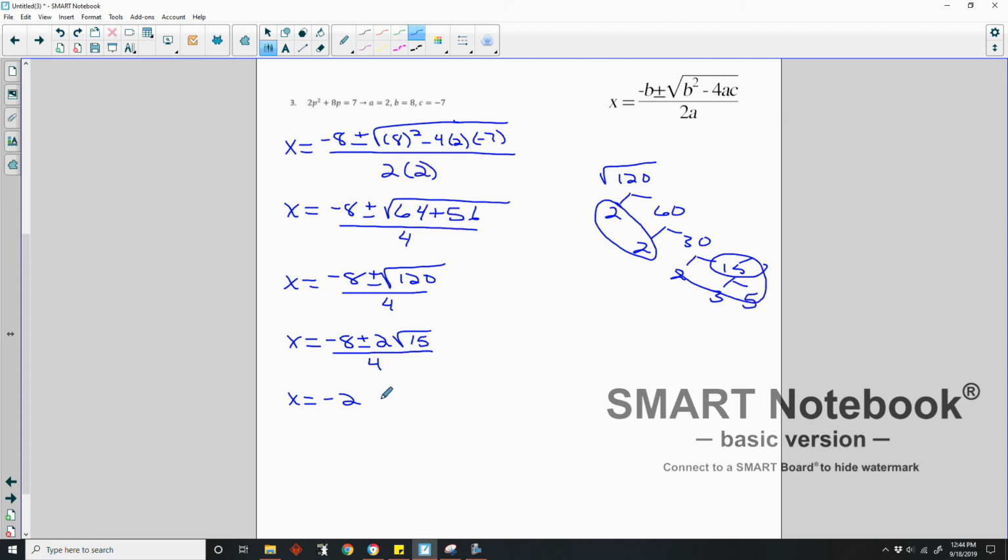Actually, I can't go down that far because 2 is less than 4, so let me change that. I can take a factor of 2 out of all of them. So if I take a factor of 2 out, I get negative 4, plus or minus 2 divided by 2 is 1, so that's the square root of 15, all over 4 divided by 2, which is 2. Okay, so it's negative 4 plus or minus the square root of 15 over 2.